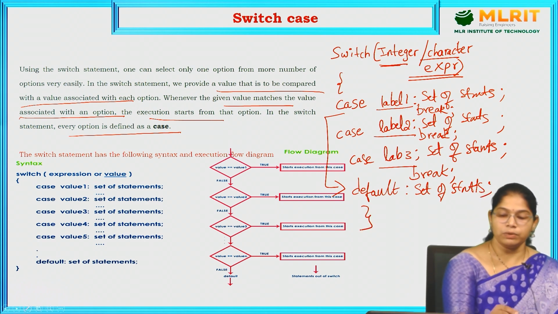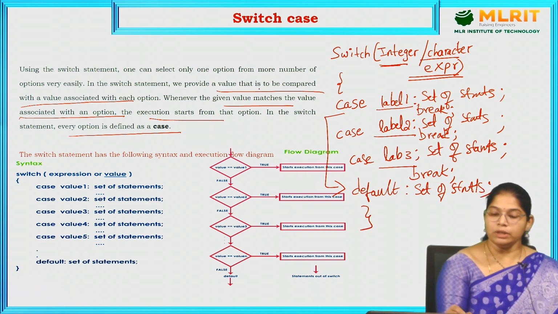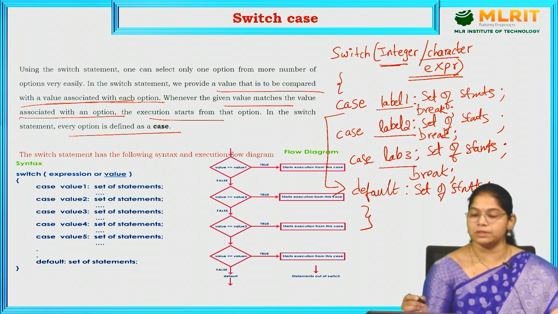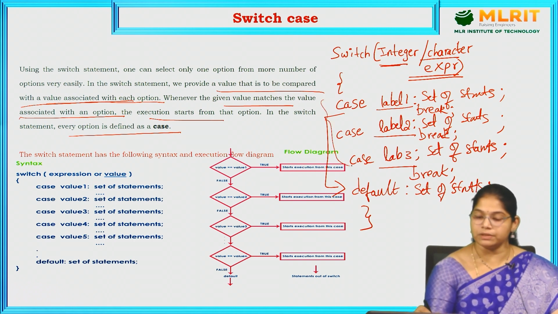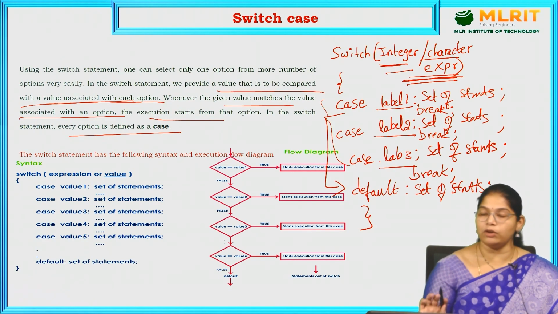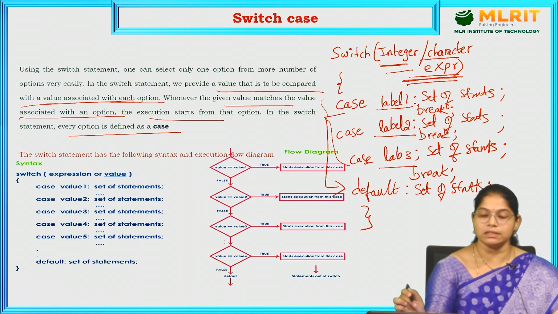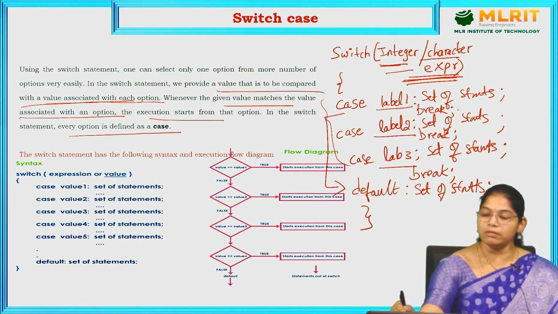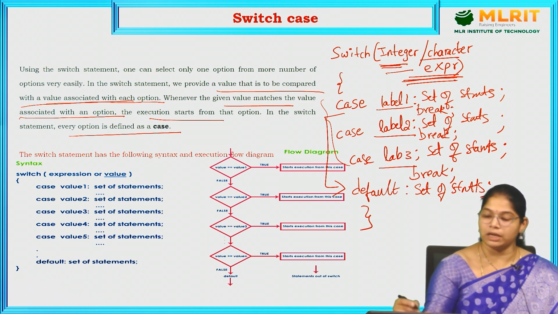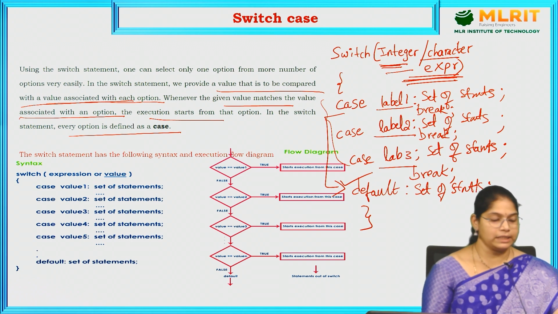So here only the value is compared, the value to be compared with the value associated with each option. Here we have 3 options. Here we have a value which is compared with these 3 options. If any one matches, then that particular case is executed, then break. If none of the cases match the expression, then default will be executed.